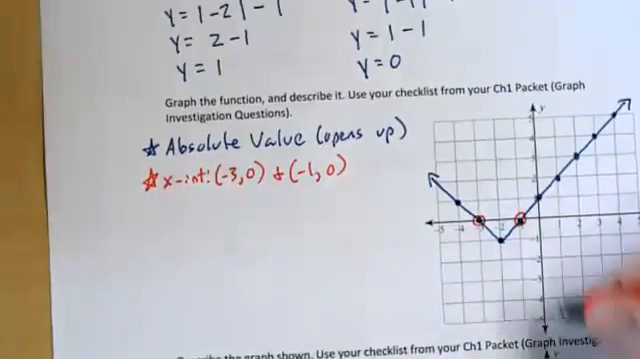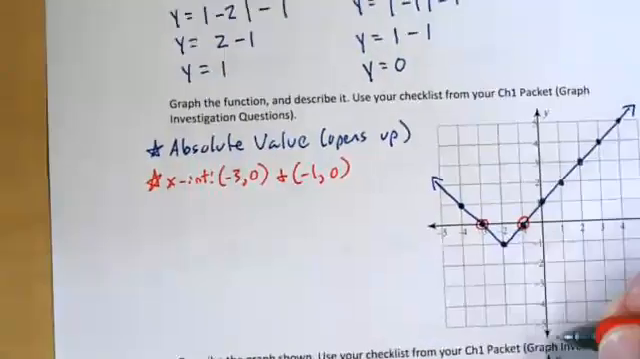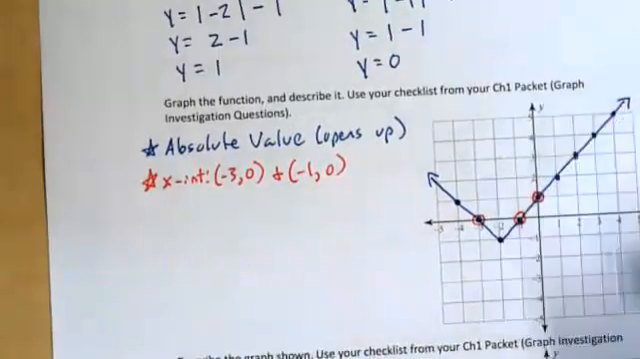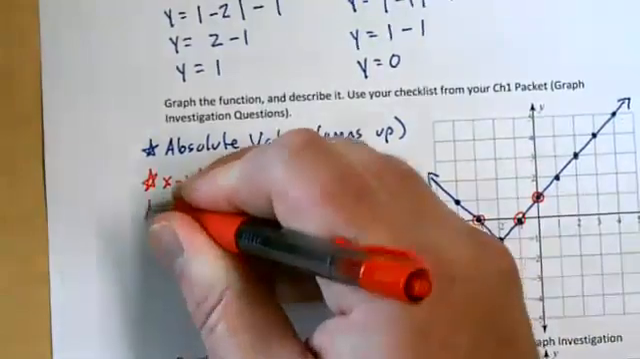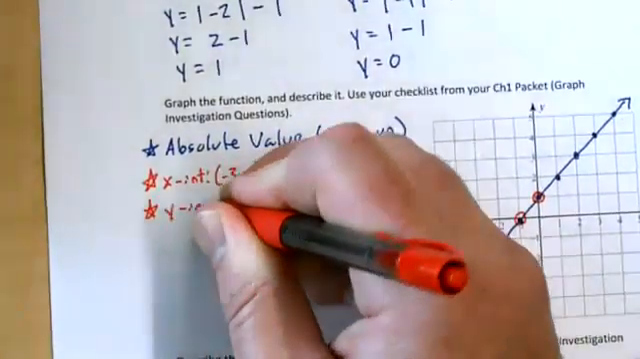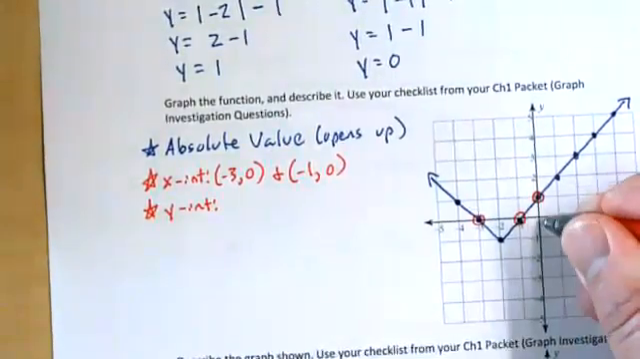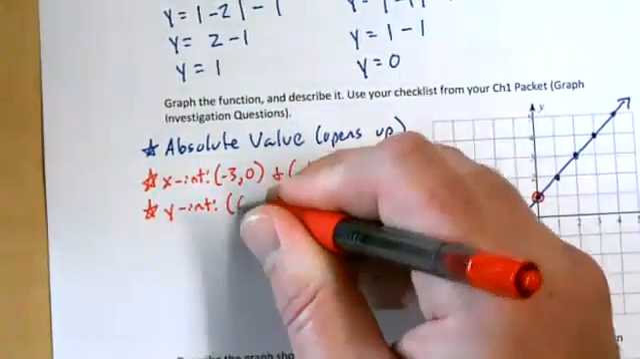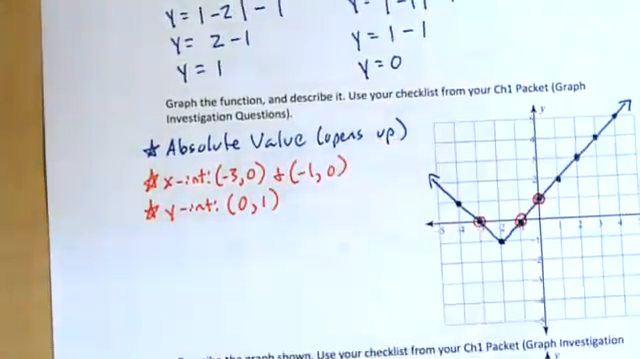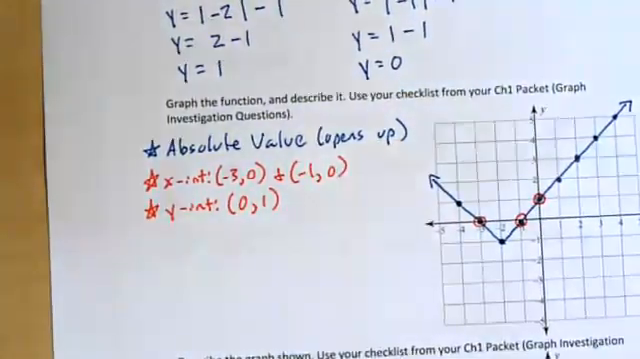Do we have a y-intercept? That would be where the graph crosses the y-axis. We do, it's right here. So let's make note of that. This point has an x-coordinate of 0 and a y-coordinate of 1. So 0, 1 for our y-intercept. I'm checking off my checklist here.